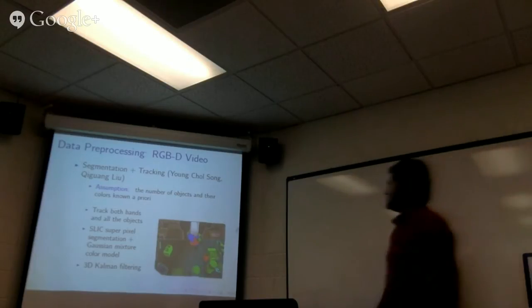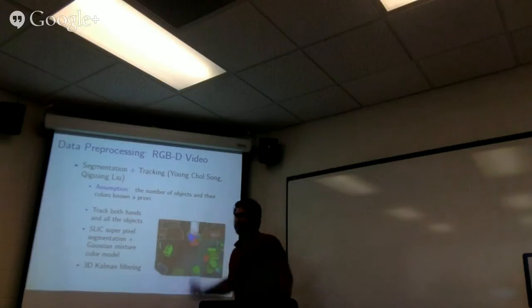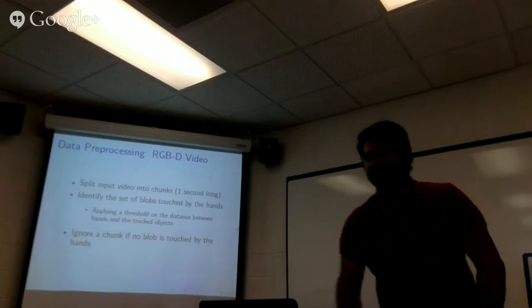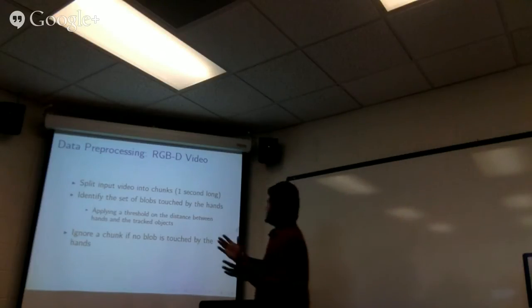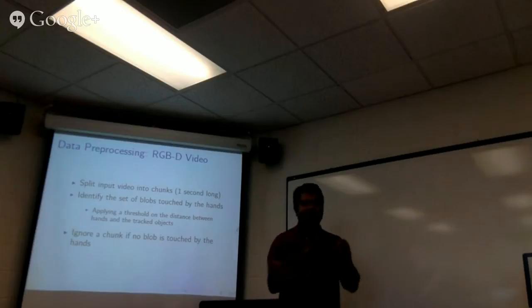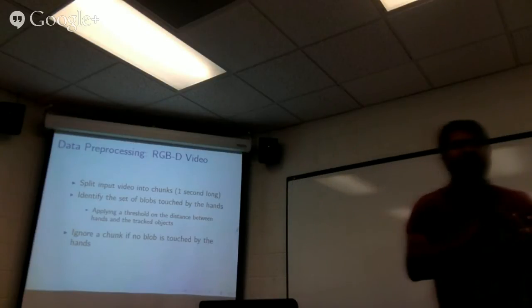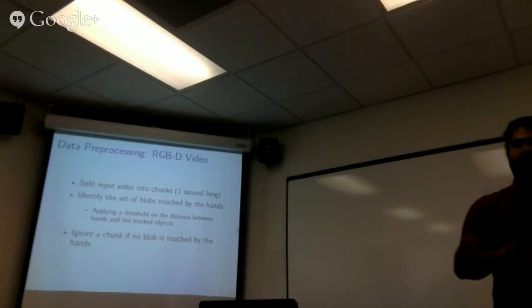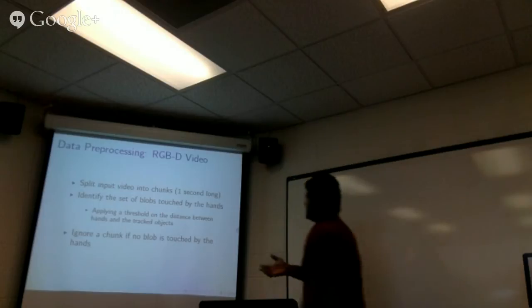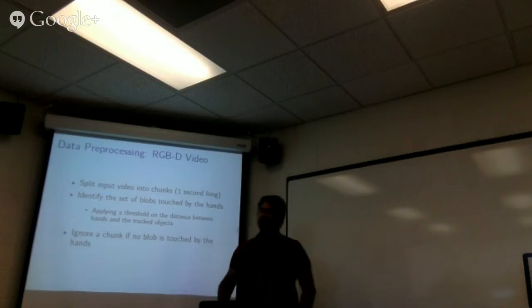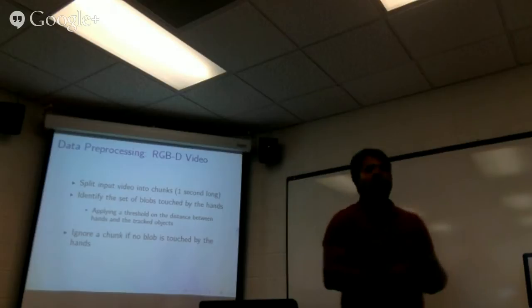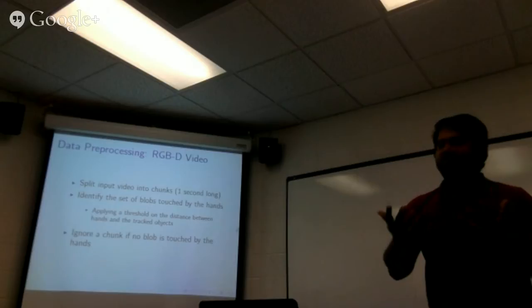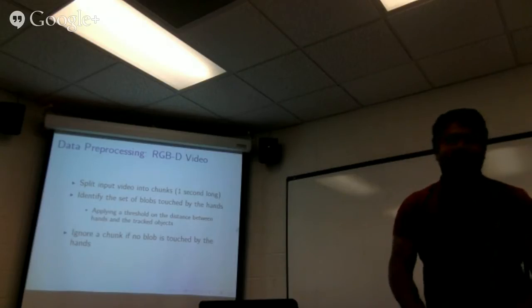So after this process, after Kalman filtering, we have tracks for both hands and each of the objects in the scene. Then we split the video into 1-second chunks, and we identify in each frame what objects are touched by hand by applying a threshold on the distance between the hands and all the objects that we are tracking. So we know, in each video chunk, what objects are at hand, and we ignore the chunks where nothing is touched by hand. The assumption is that if nothing is in hand, then we are not doing something interesting.